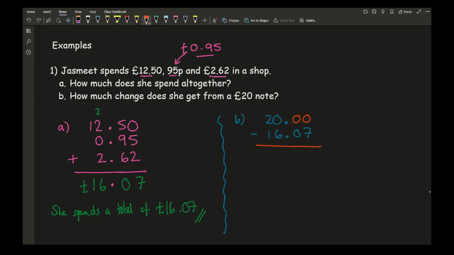So again, I'm going to have to borrow straight from the 2, so that becomes a 1, that becomes a 10, which then turns into a 9, that then turns into a 9, and that becomes a 10. So here I've got 10 take away 7, which is 3, 9 take away 0, which is 9, 9 take away 6, which is 3, and I've got a 0. So the change equals £3 and 93 pence.